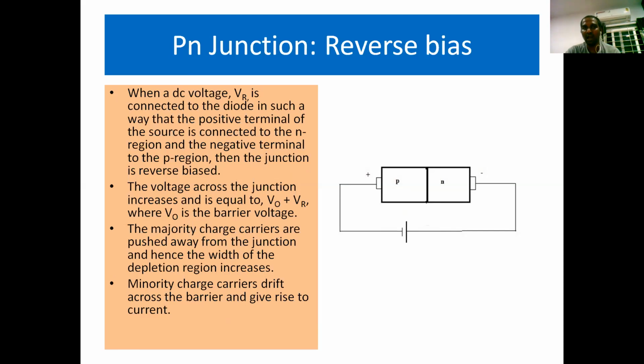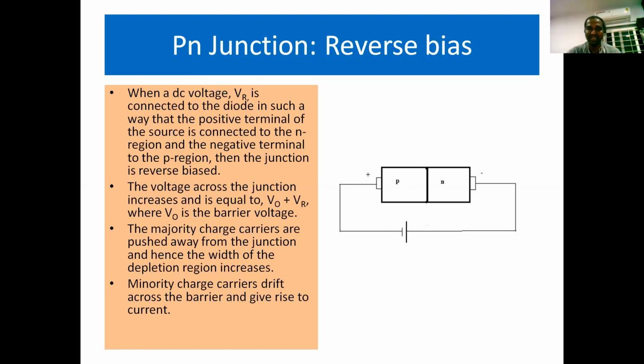And if you consider the operation of a PN junction under reverse bias, what is meant by reverse bias? A piece of P-type semiconductor is connected to the negative terminal of the battery and a piece of N-type semiconductor is connected to the positive terminal of the battery, then it is said to be under reverse bias. Let us see in an elaborate manner. When a DC voltage VR is connected to the diode in such a way that the positive terminal of the source is connected to the N region and the negative terminal of the source is connected to the P region, then the junction is said to be under reverse bias.